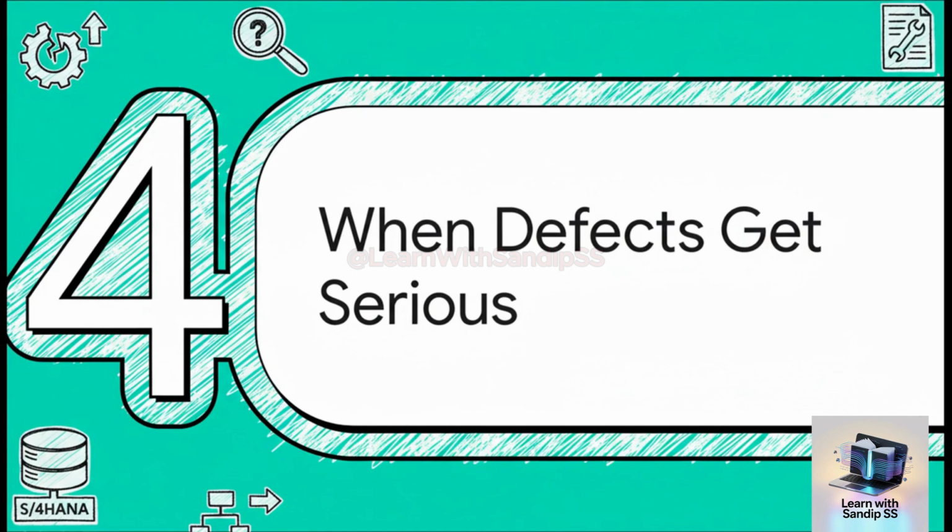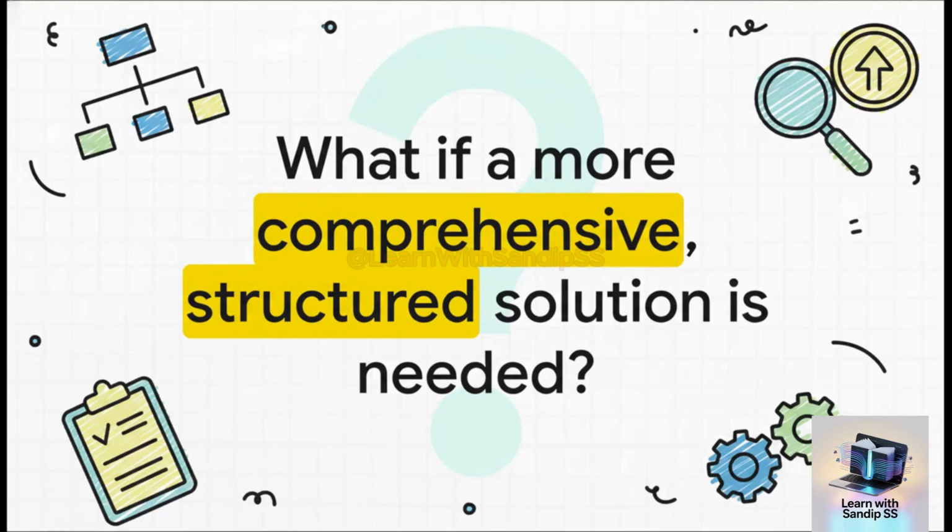But here's where things get really interesting. What happens when you realize that that simple, one-off defect is actually a symptom of a much bigger, more systematic problem? This is the key question for any quality professional, right? So how does SAP let you escalate the issue when you need a bit more firepower than what a simple defect record can give you?